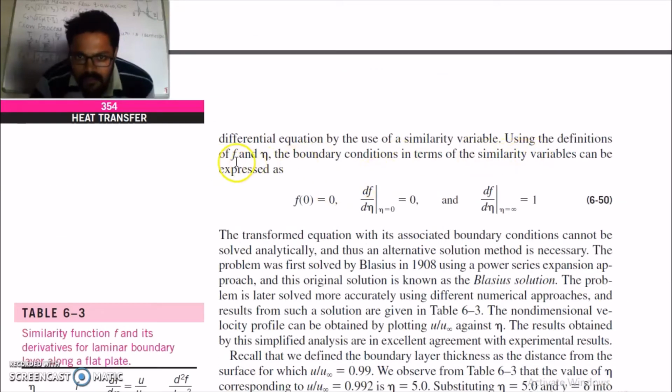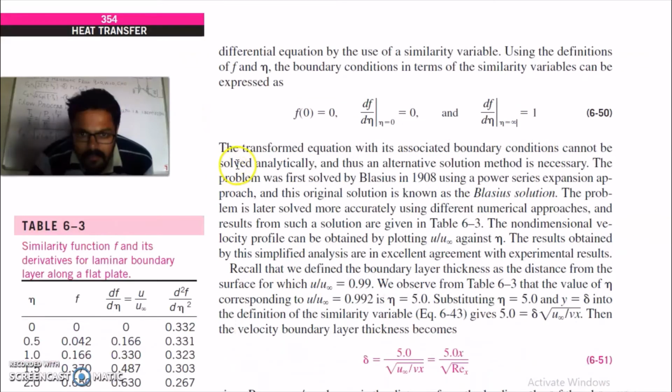Using the definition of the function and eta, the boundary conditions in terms of similarity variables can be expressed as f(0) is equal to 0, this is the boundary condition, and df by d-eta at eta equal to 0 is equal to 0, this is the boundary condition, and df by d-eta as eta tends to infinity is equal to 1, this is the boundary condition. The transformed equation with its associated boundary conditions cannot be solved analytically, and thus an alternative solution method is necessary.